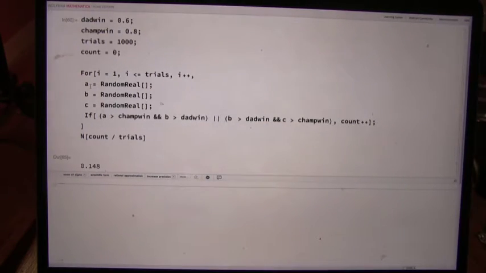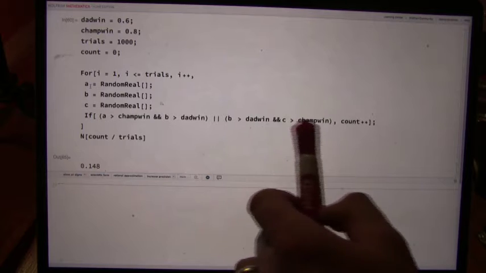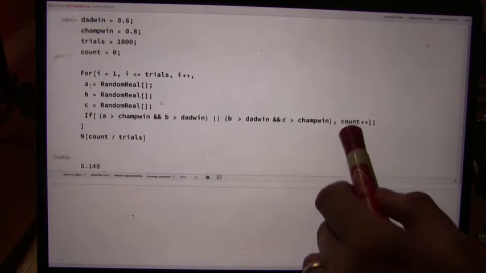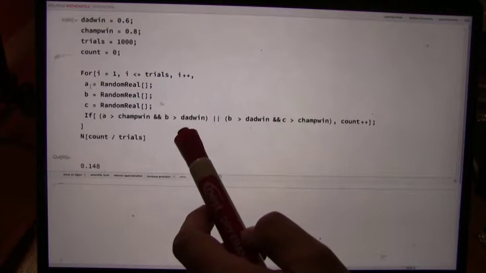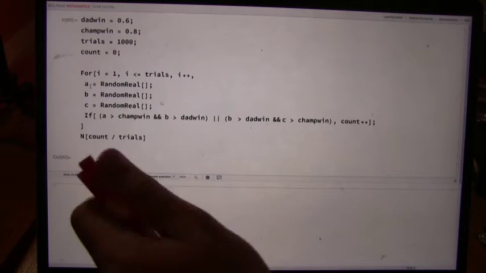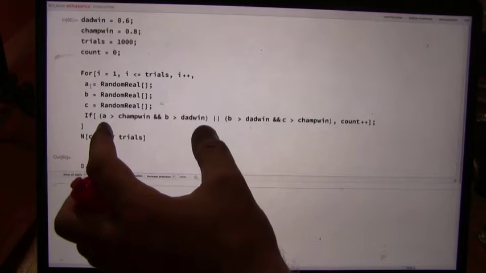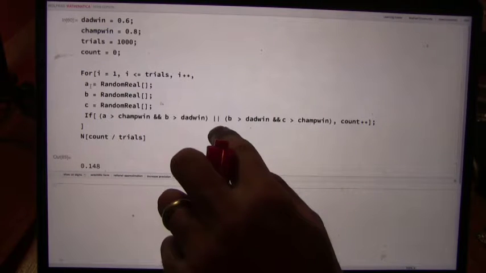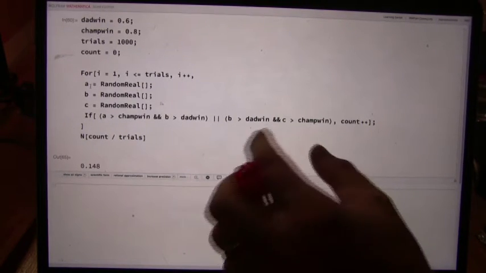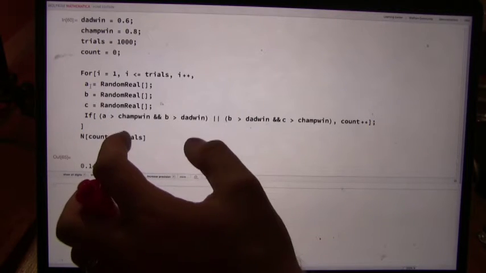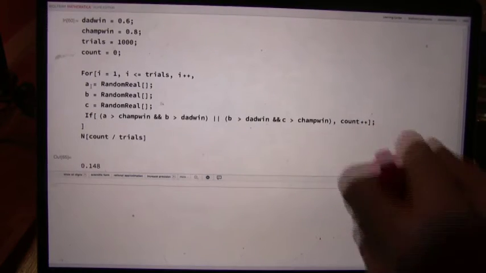So what we're doing here is game A playing the champ, B playing the dad, and C playing the champ. Then I increase my count. There's a little bit of programming notation here. You see, I have to be greater than the champ and greater than the dad together. These double vertical lines mean or. B is greater than dad and C is greater than champ. So if either I win the first two or I win the second two, I increase the count.